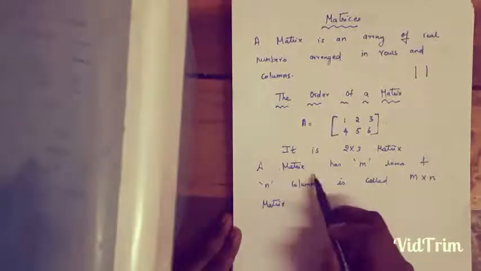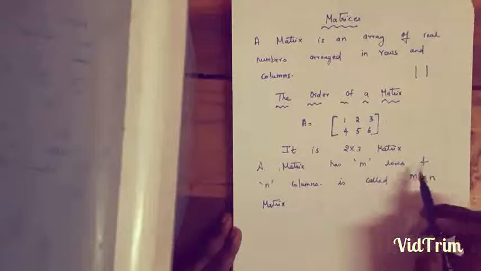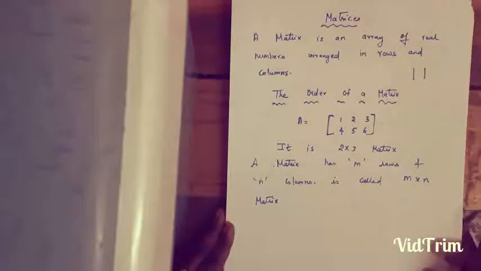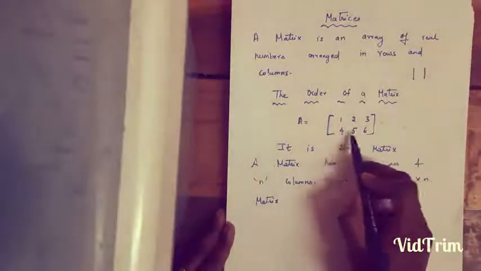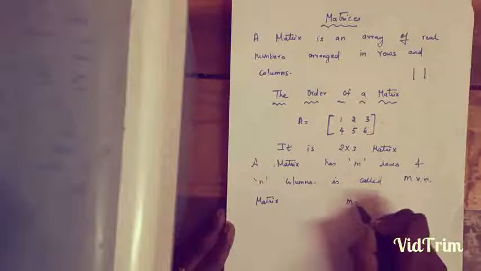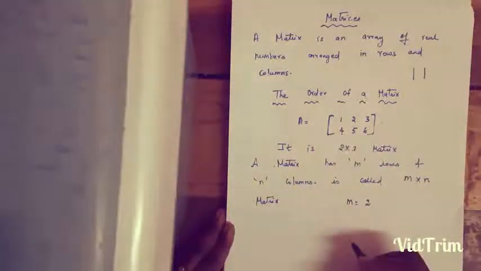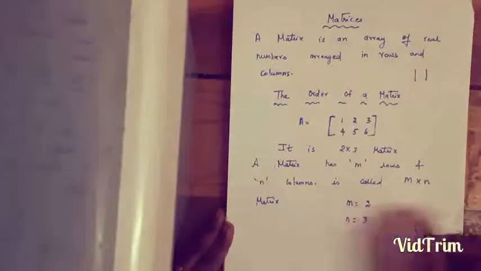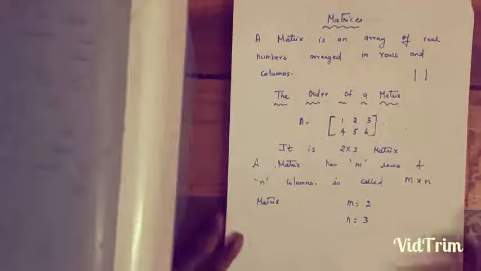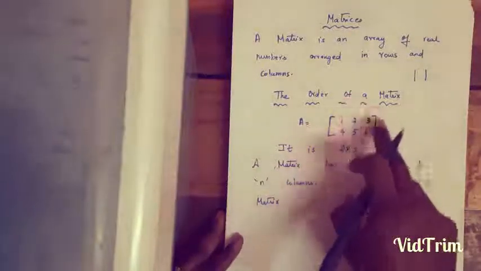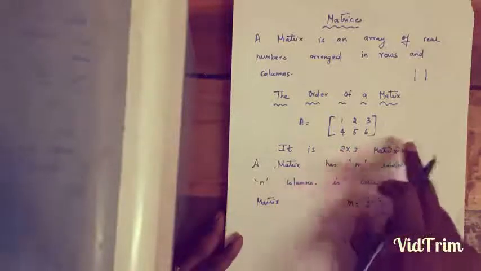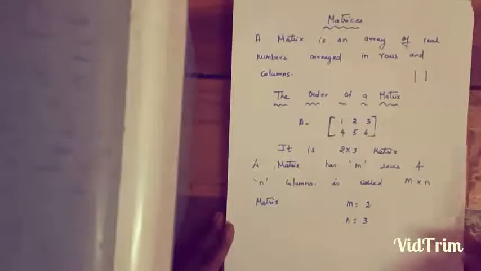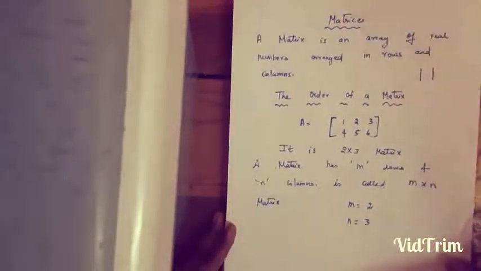A matrix which has m rows and n columns is called an m by n matrix. Here m represents the number of rows. So m is nothing but 2 because it has 2 rows, and n is the number of columns, which is 3. So in this matrix it has 2 rows and 3 columns, and you can call it a 2 by 3 matrix. This is the definition of a matrix, and this is the order of the matrix.